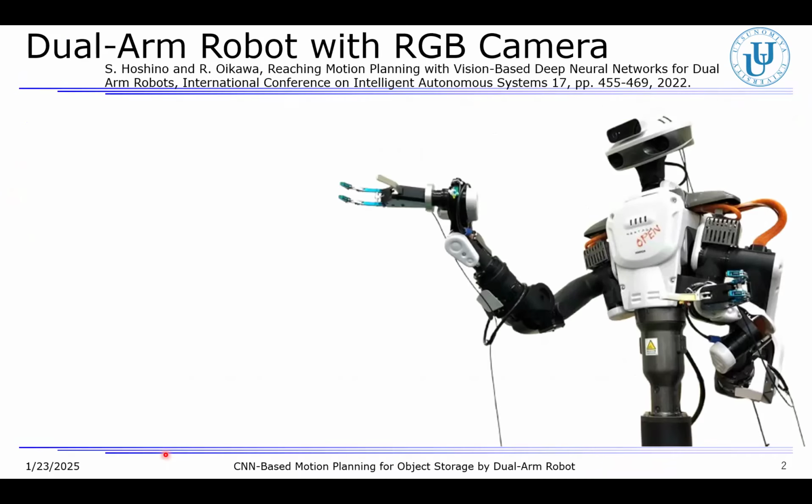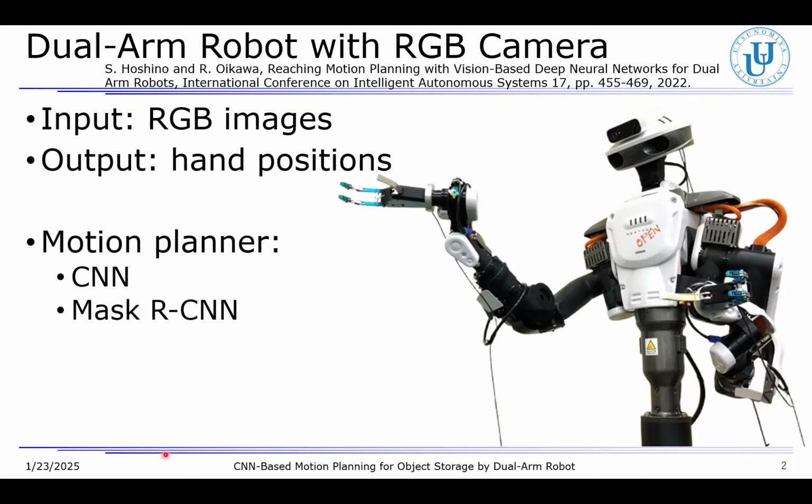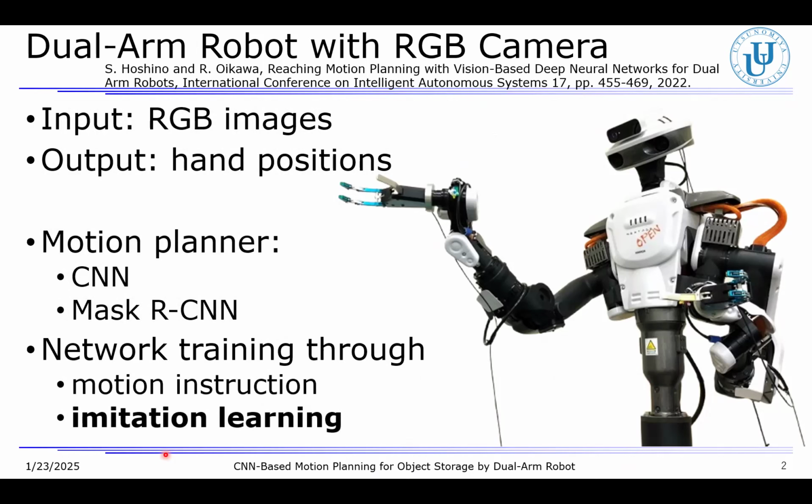Okay, this picture shows a dual-arm robot next stage equipped with an RGB camera on the top. So RGB images are used as inputs, and outputs from a motion planner are hand positions. For these image inputs, we have so far proposed a motion planner based on CNN and Pascal CNN. And this motion planner was trained through motion instruction and imitation learning.